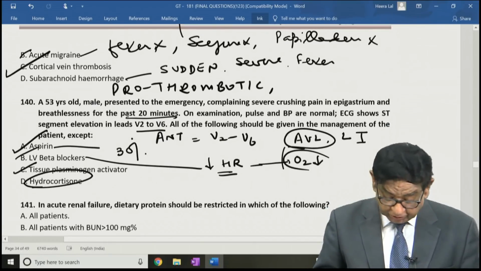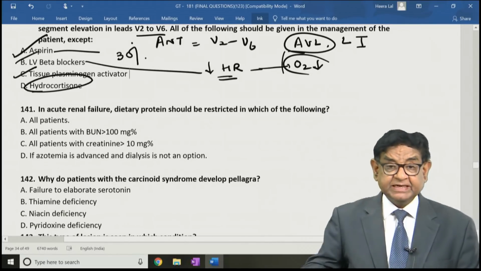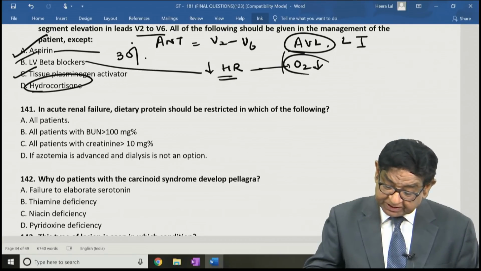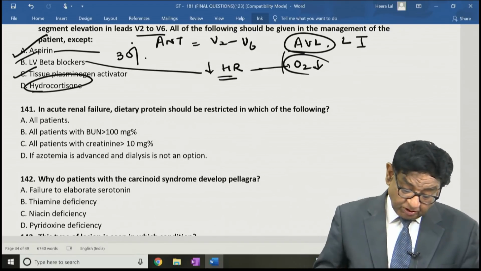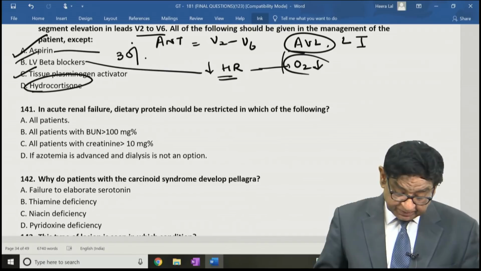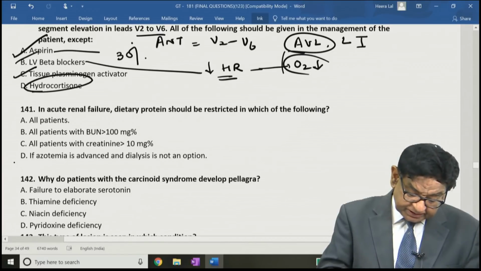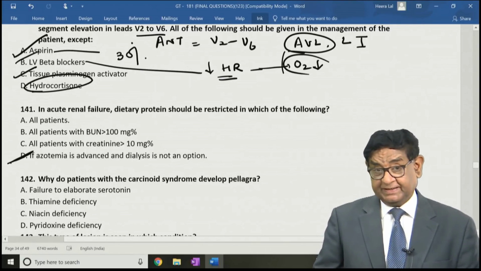Well, now we talk about question number 141. This is a little tricky question that in case of acute renal failure, dietary protein should be restricted in which of the patients? All patients with increased BUN, all patients with creatinine, or azotemia is advanced and dialysis is not an option. Out of all these, this is the best answer. At one glance, every answer seems to be correct.